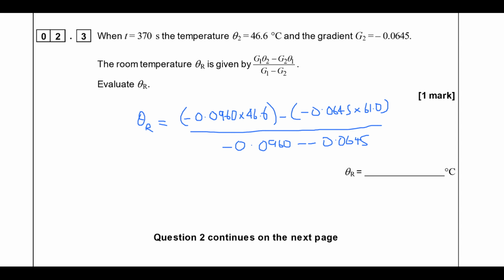So 0.0960 times 46.6 times minus 1, minus 0.0645 times 61.0. And that comes out as a value of 17.111, blah, blah, blah. So we're going to give that as 17.1 degrees because all of the numbers used to calculate it are 3SF. All right, let's continue with question 2.